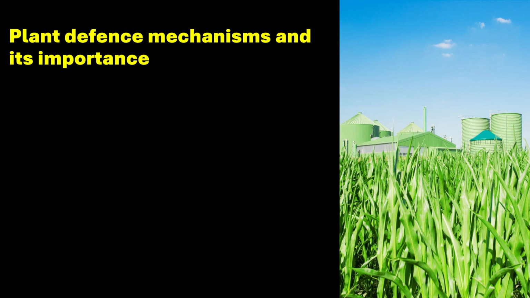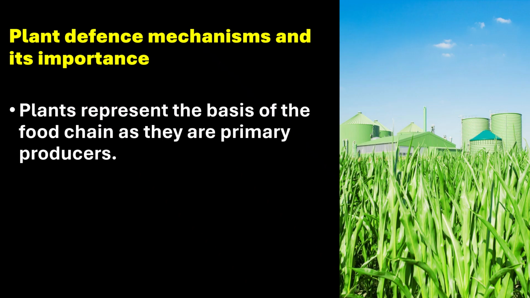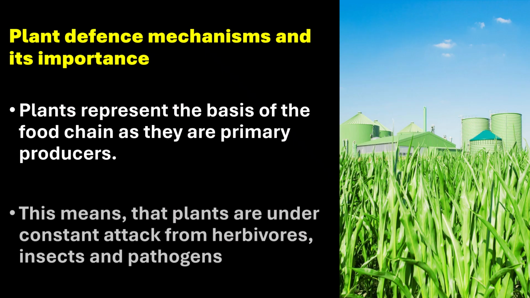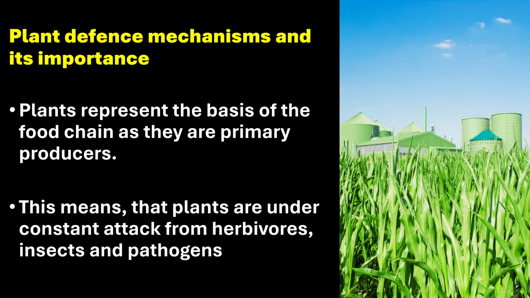Then we go on to plant defense mechanisms and their importance. So let's look at it here. I think the mouse keeps on dancing, it's difficult to control it. So plants represent the basis of the food chain as they are the primary producers. We all depend on plants: animals, humans, herbivores, and mostly omnivores. Therefore, they are considered primary producers. It means that plants are always under pressure. They are constantly under attack from herbivores, from insects, and from pathogens.